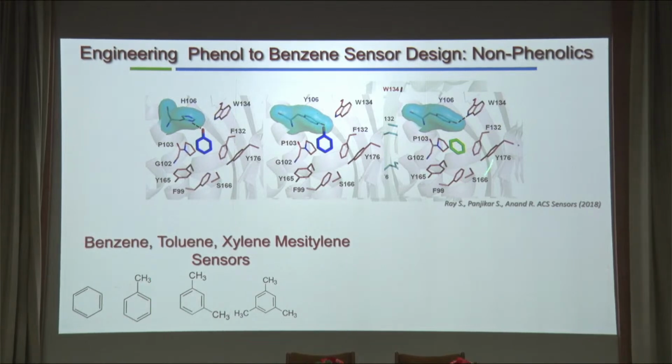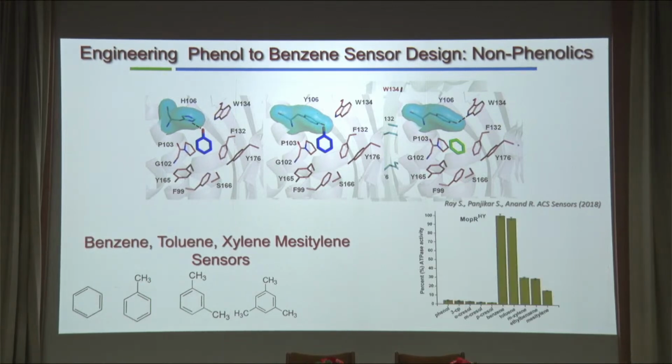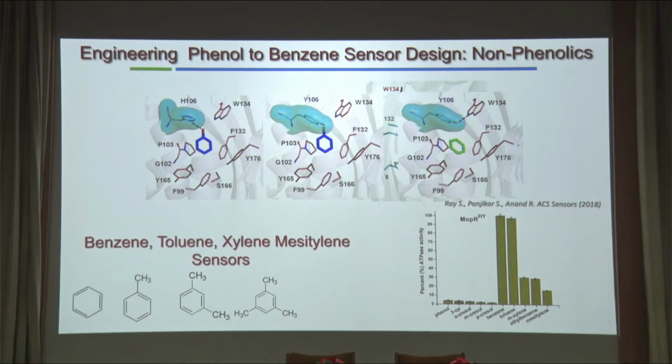Okay, and so now you have a good place for benzene, and it works. It is not any kind of magic here. It works really well as a benzene sensor.